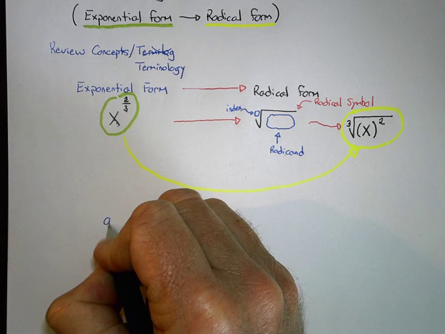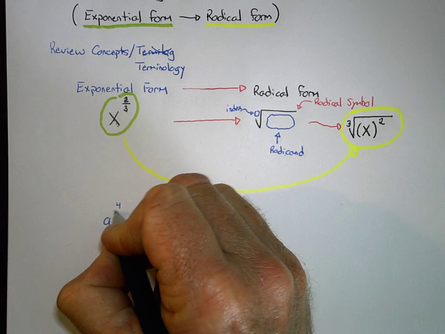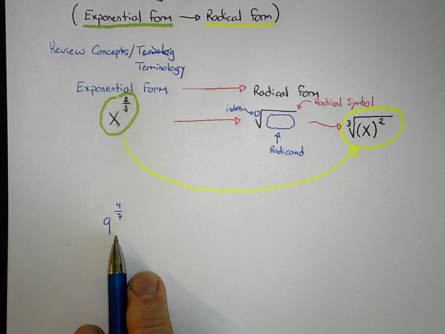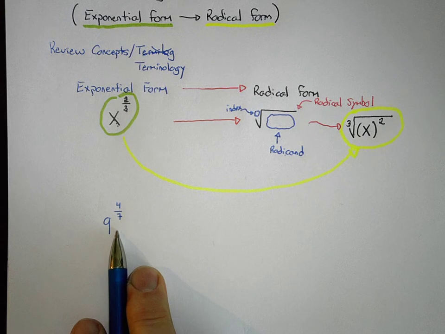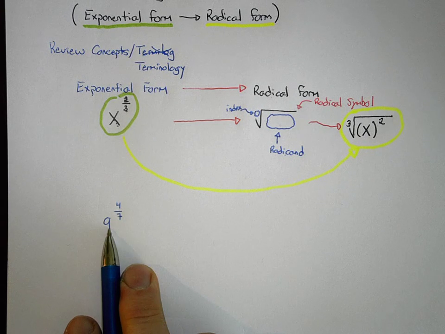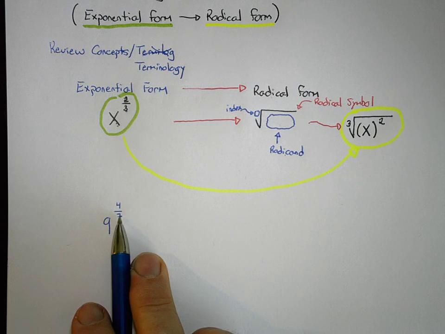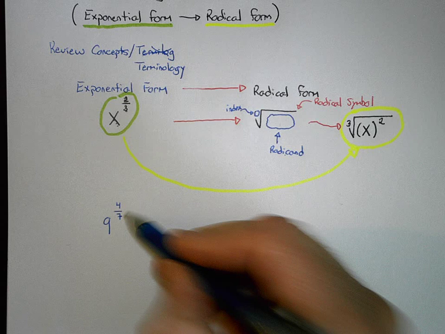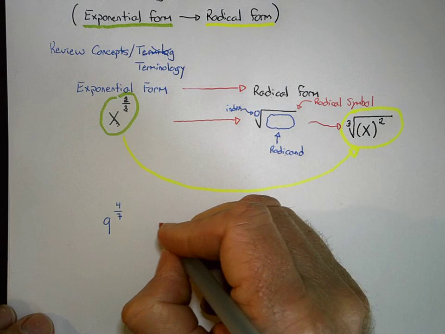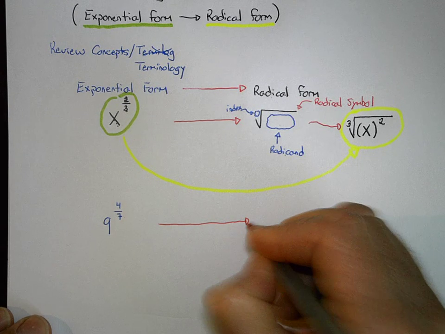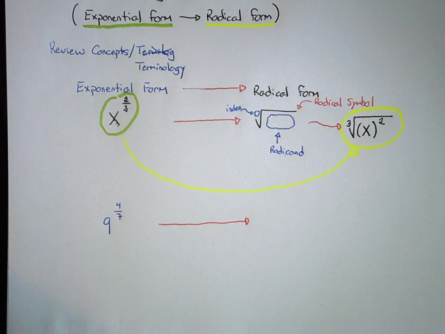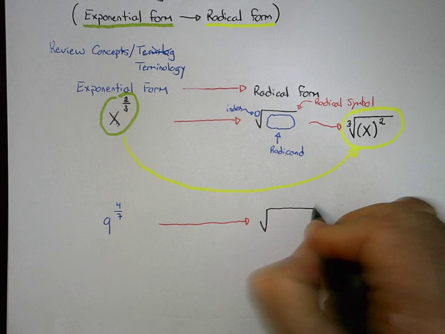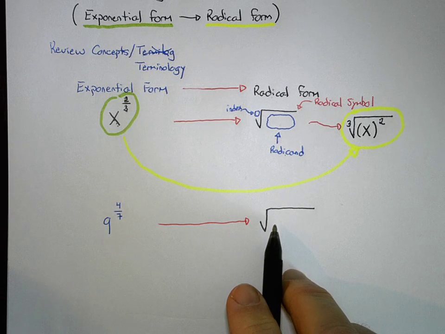So let's say I have 9 to the power of 4/7. Okay, so that is in exponential form because this has an exponent. The base is 9, the exponent is 4/7. For the exponent, the numerator is 4, the denominator is 7, and what I want to do is change this into its equivalent radical form. Okay, so how do I do that? Well, I draw the radical symbol. Don't call that a square root symbol, just refer to it as the radical symbol.